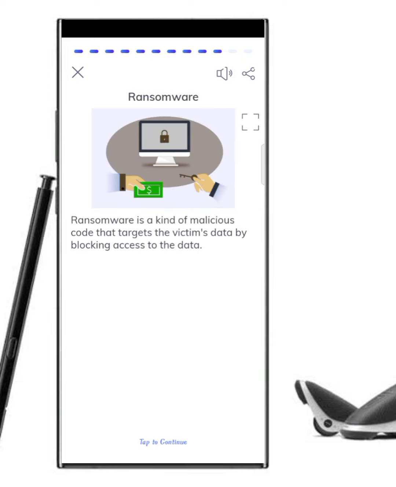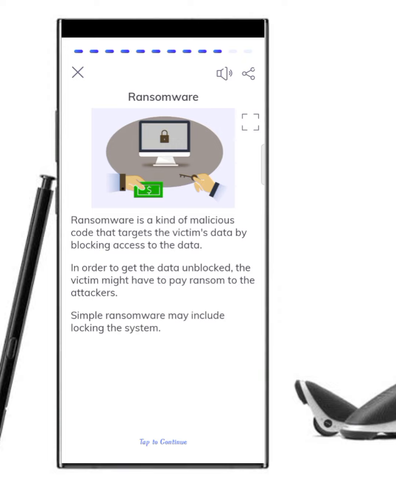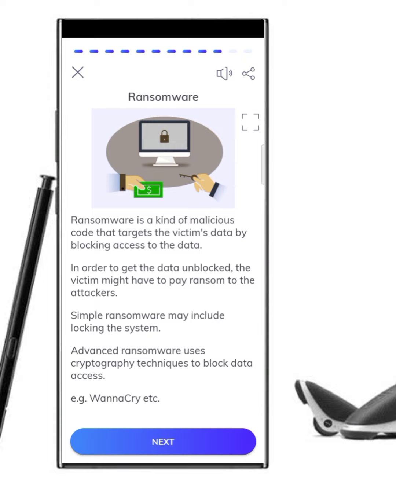Ransomware is a kind of malicious code that targets the victim's data by blocking access to it. In order to get the data unblocked, the victim might have to pay a ransom to the attackers. Simple ransomware may just lock the system. Advanced ransomware uses cryptography techniques to block data access. For example, WannaCry.